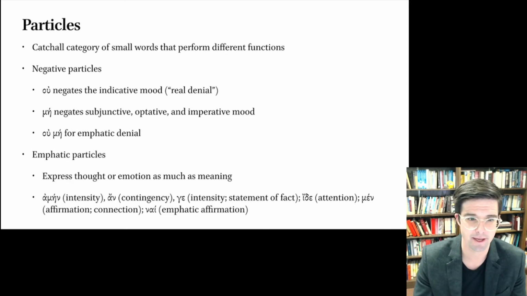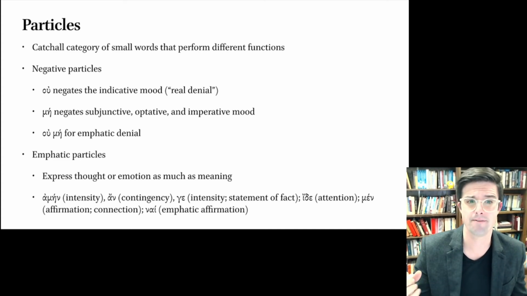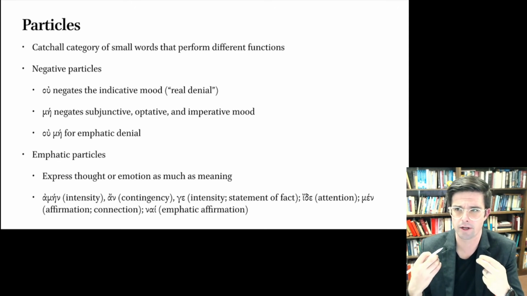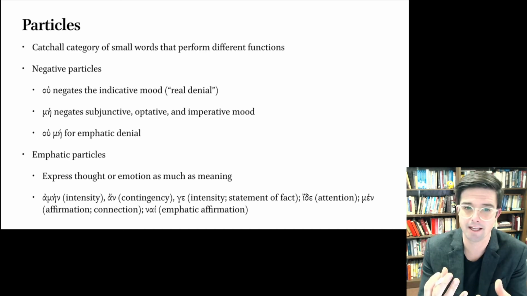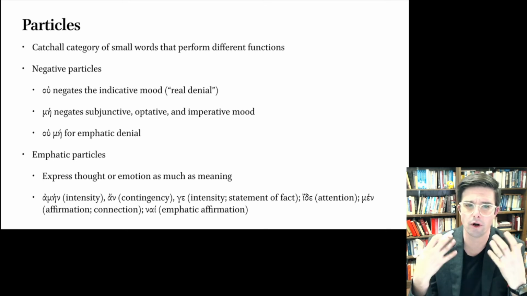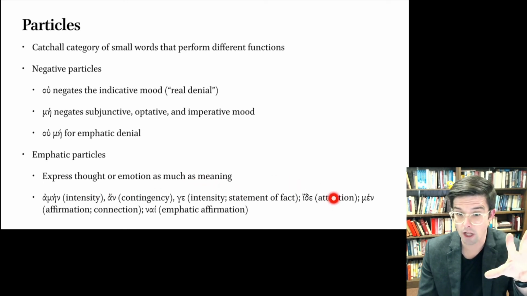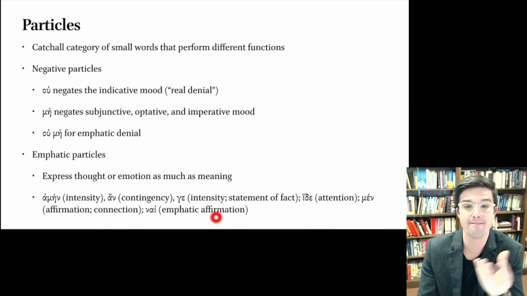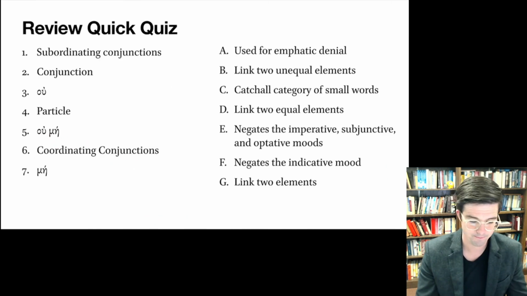There's another group of emphatic particles whose primary purpose is not necessarily to communicate meaning as much as it is to communicate feeling. They express thoughts or emotions in different kinds of ways. They might express intensity, contingency, a statement of fact. They might call attention to something. They might affirm something or show a connection between something, or they might emphatically affirm something. So nai is the opposite of ou me.